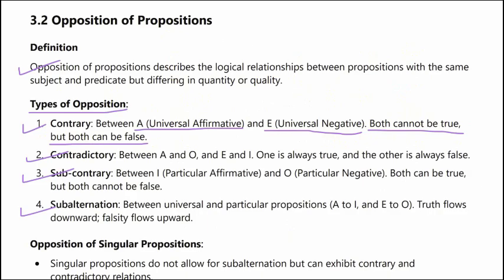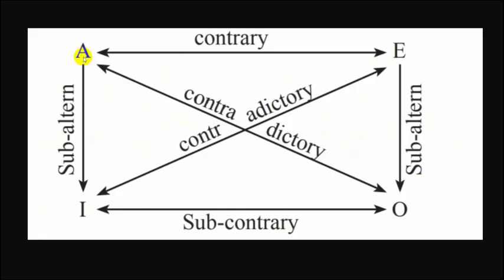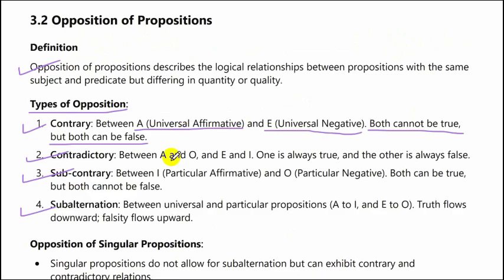But let's come here and see. Let us see, if I say for the A proposition, all S are P, at the same time I cannot say no S are P, because they will be contrary to each other. But both can be false. As I said, going down later on, we'll look at the examples.